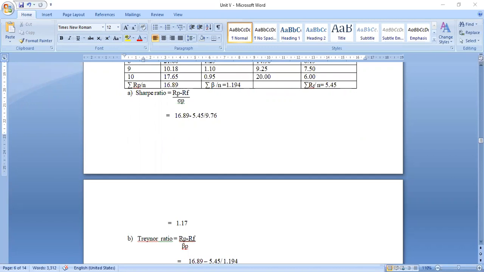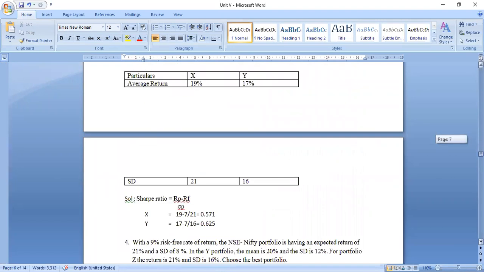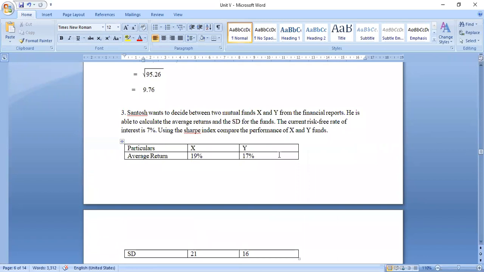Now we will move on to the third problem on portfolio evaluation. The question goes like this. Santosh wants to decide between two mutual funds X and Y from the financial reports. He is able to calculate the average returns and the standard deviation for the funds. The current risk-free rate of interest is 7%. Using the Sharpe index, compare the performance of X and Y funds. So here clearly they have given all the required data for the formula.